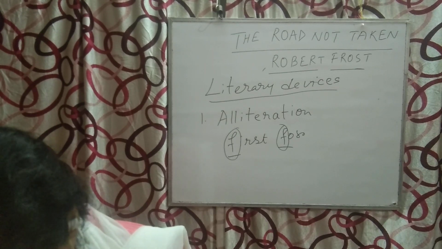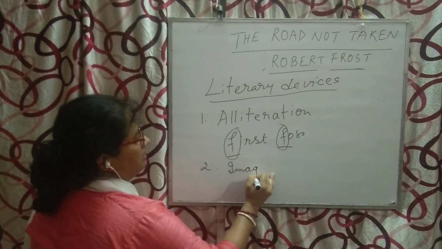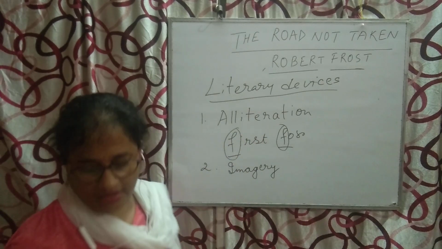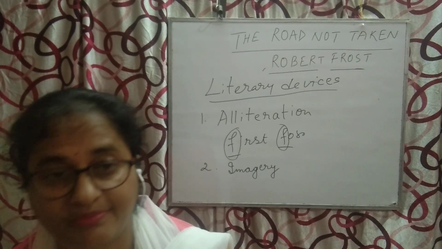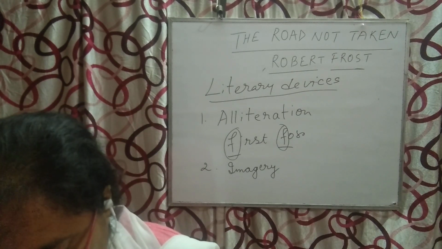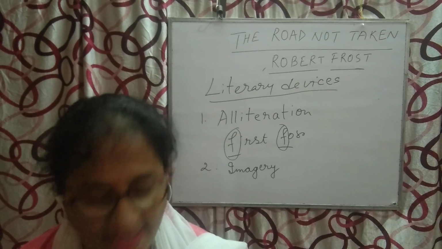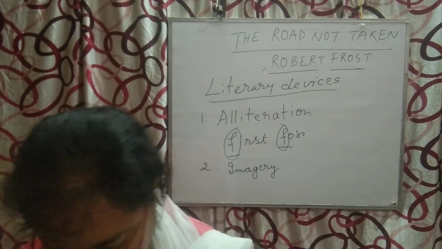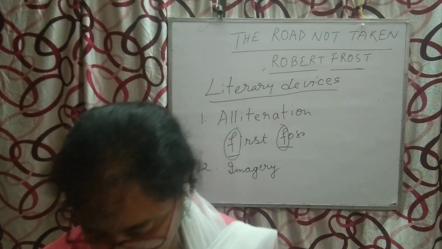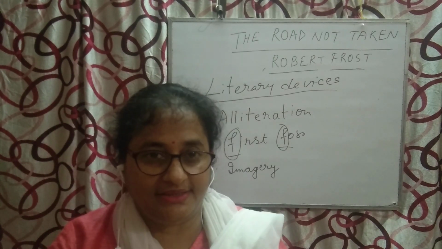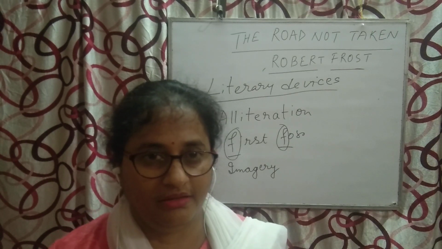Now here in the first and second line, the poet uses imagery. Here, see, "and both that morning equally lay in leaves no step had trodden black." In both the lines, the poet uses imagery. Here, in the first lines, the poet feels through his five senses. Here he's telling that both the ways where green grasses were, means less number of people walked over there.